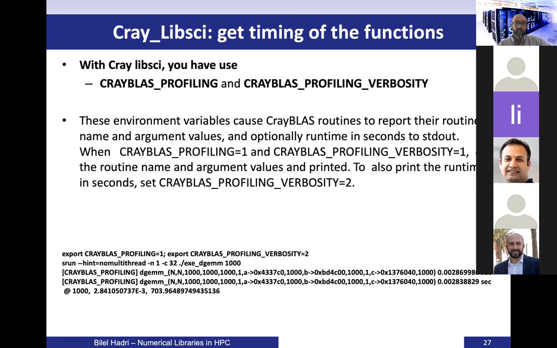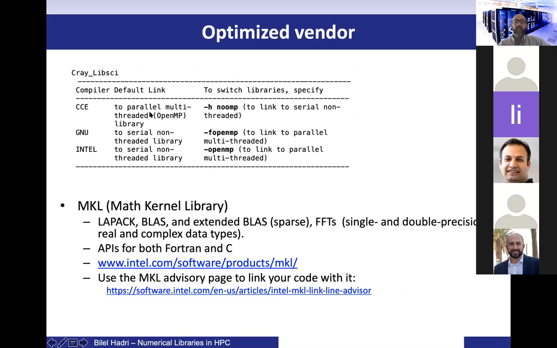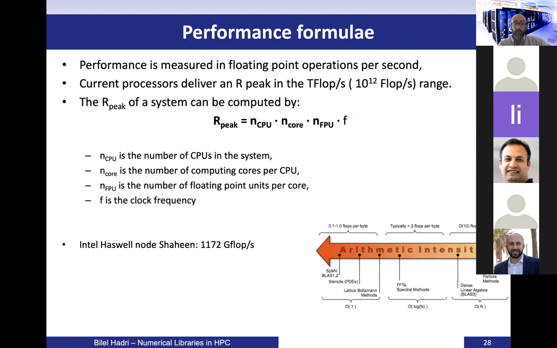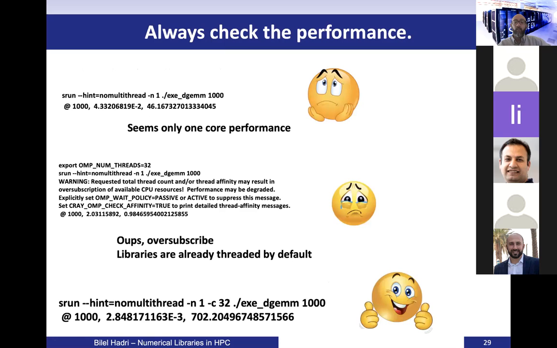If you recall what I said earlier, libsci is already multi-threaded, so you don't need it to run that way. You have to set OMP_NUM_THREADS equal to 1 to run it. Then you specify if you would like to use all the threads, so basically POSIX minus C32, and you see 700. Yes, we got it. So you see the difference.